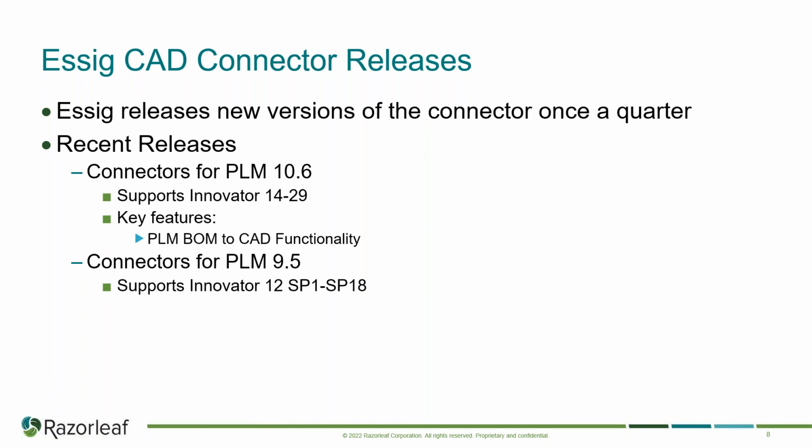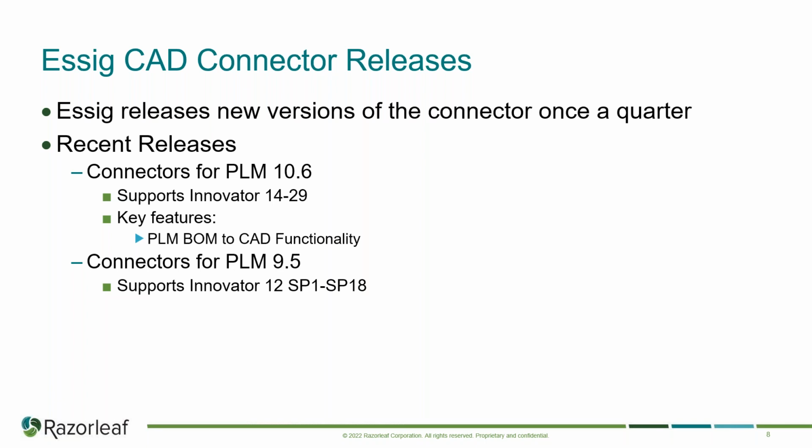The recent releases they've come out with in the last quarter, one being connectors for PLM 10.6, are going to be supporting all of the Aras versions from 14 to 29, obviously previous to 30. And really the key feature here, they actually did a really, really good webinar, is providing the functionality to convert a PLM BOM into a CAD assembly within the CAD platform. So if I had child components of a top level assembly, if those child components had CAD underneath them, I could go into an action within Aras and it will automatically open up, say, Inventor and build out that assembly.